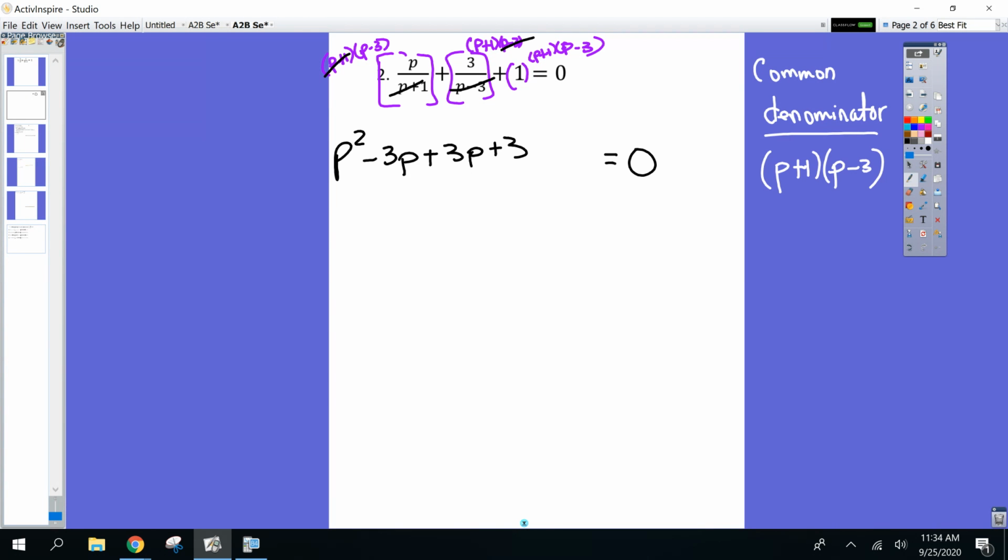Ooh, now you're going to have some work to do. Can you cross anything out with the 1 here? Anything crossing out? No. So you're going to have to go back to 9th grade and multiply p plus 1 by p minus 3. Because nothing crossed out there. Here you go. Double distribute, right? Remember those good old days?